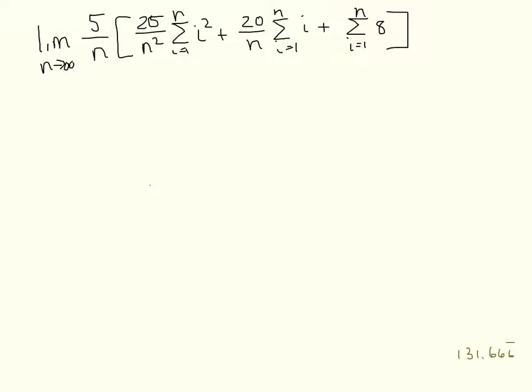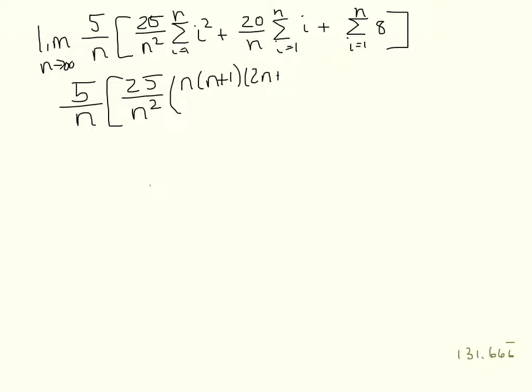All right, so that's what we ended with on the last screen. Let's go through a couple more steps. It's time to get rid of the i's. Let's get i's in terms of n. So again, I'm not going to rewrite the limit, but I've got a 5 over n, 25 over n squared, and now I have the summation of i squared. And we know that the summation of i squared is simply n times n plus 1 times 2n plus 1 over 6. That's our summation substitution.